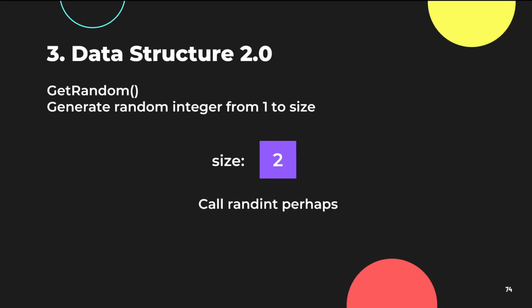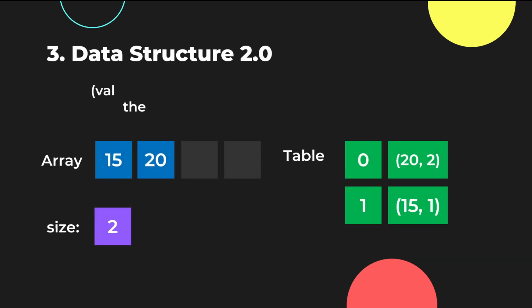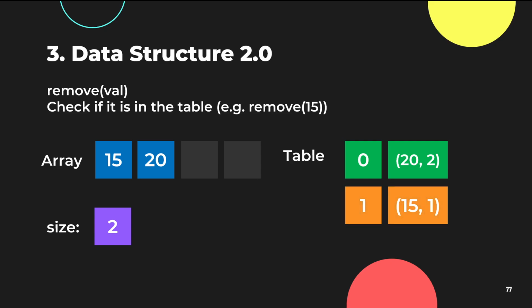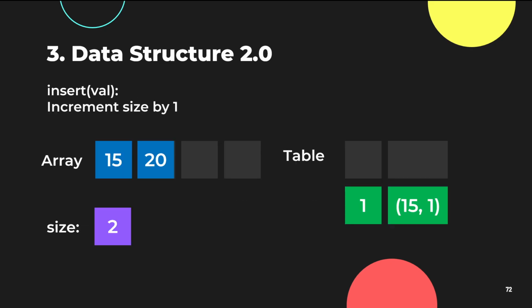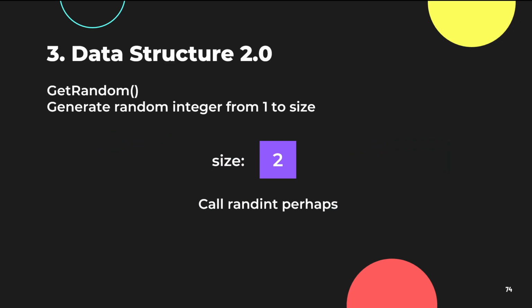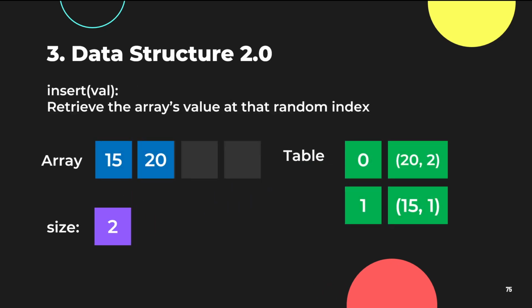So getting a random element is easy. From the size of your array, I will call a random integer. So random from 0 to 2 minus 1, that is from 0 to 1. Then I will just get the array's value there. From the random integer, I see at that index what my value is, then I return that.